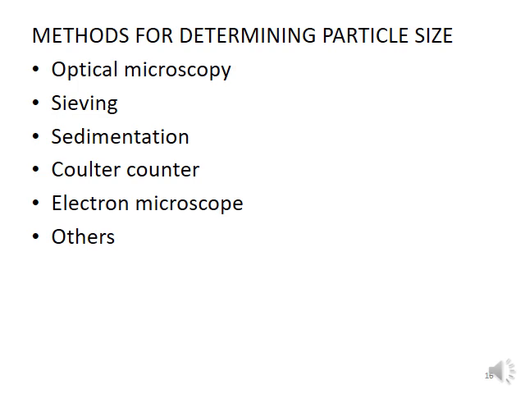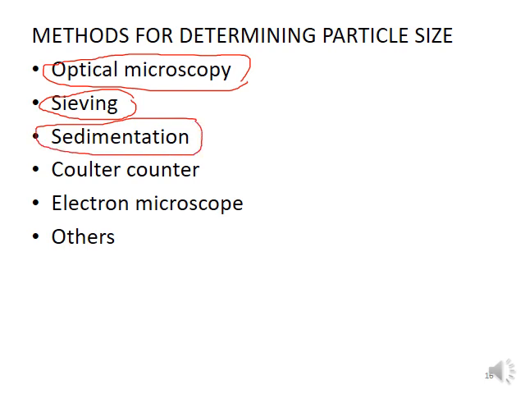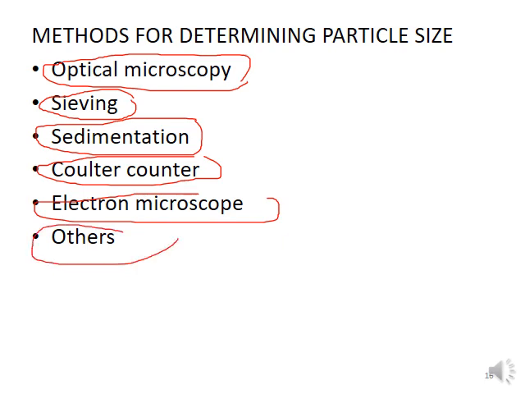The particle size is usually determined using one of the following methods: optical microscopy or sieving, which will be discussed later, sedimentation, Coulter counter, electron microscope, and other methods.